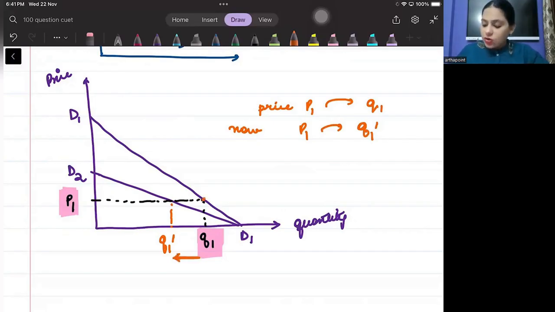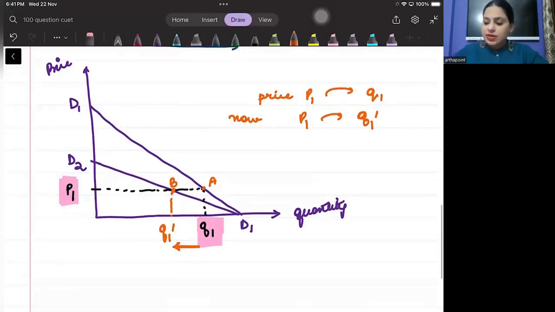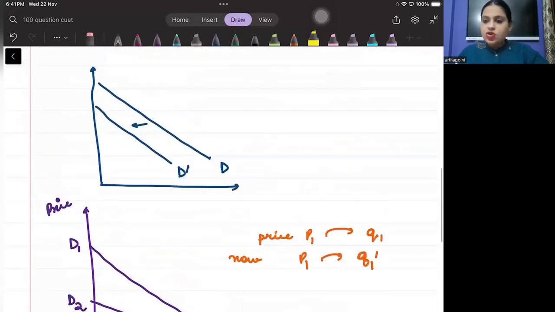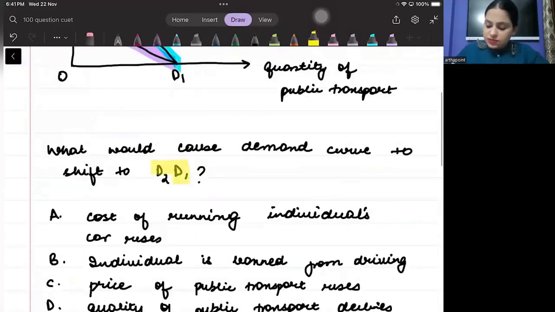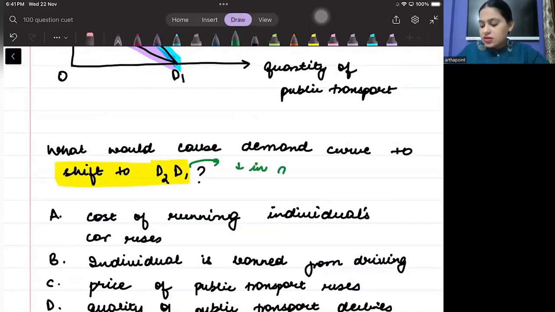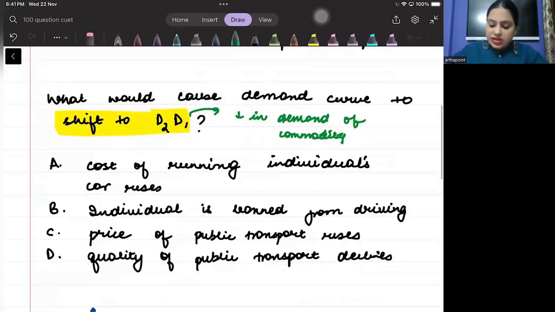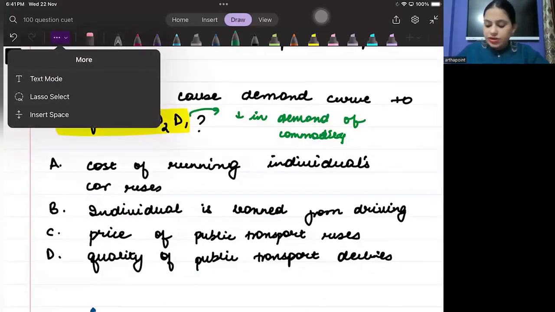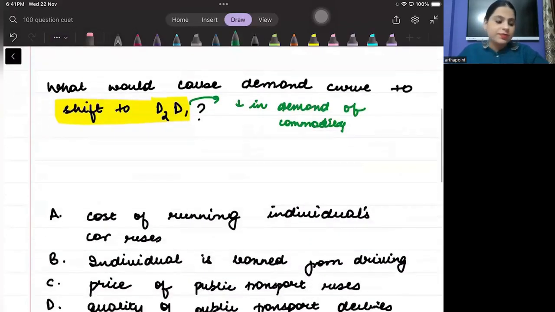So you are going from point A to point B. Earlier you were at point A and now you are at point B. So don't you think that quantity is reducing? So actually this shift represents a decrease in demand of the commodity. One thing is clear: this curve is representing a decrease in the demand of the commodity. This is the first thing clear, beta.